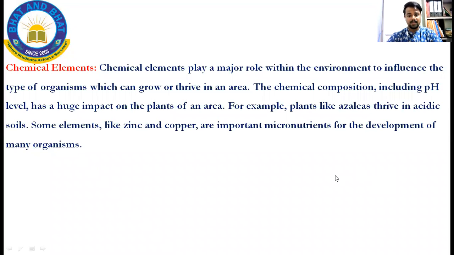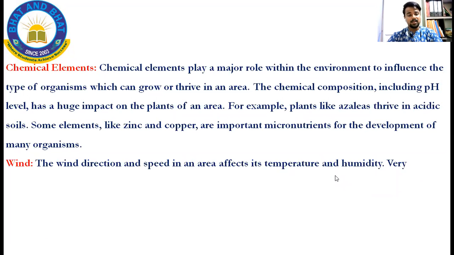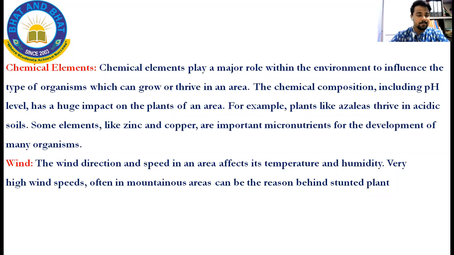Clear now? And after that, wind. Wind direction and speed in an area affects the temperature and humidity. Very high wind speed, often in mountain areas, can be the reason behind stunted plants. If you look at the mountain region, some of the plants will be stunted. Clear now? Some of the plants will be stunted. Why will they be stunted?